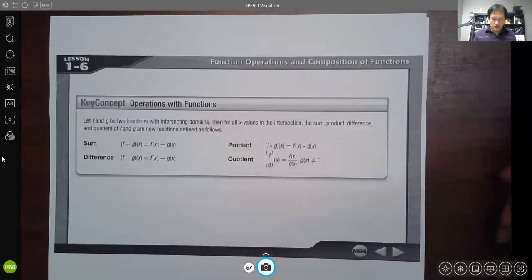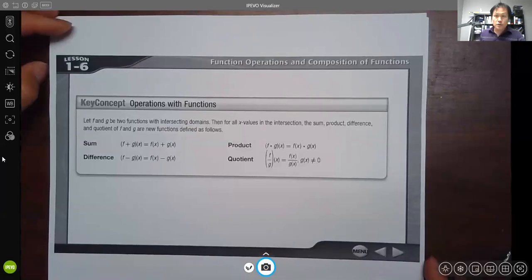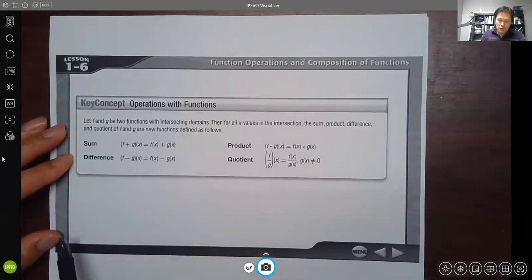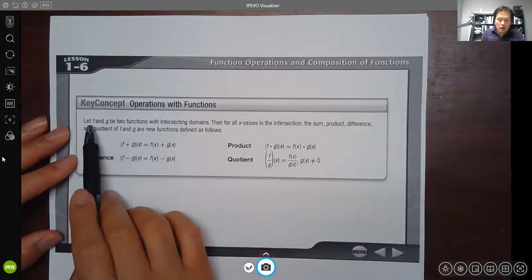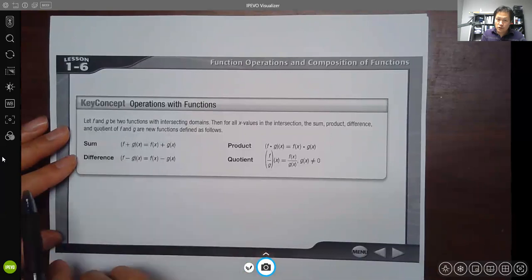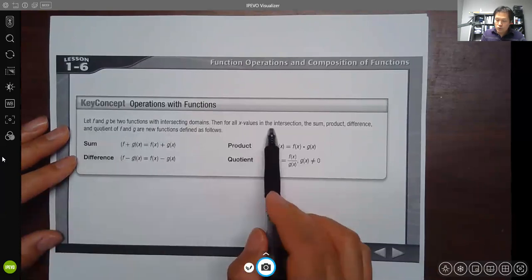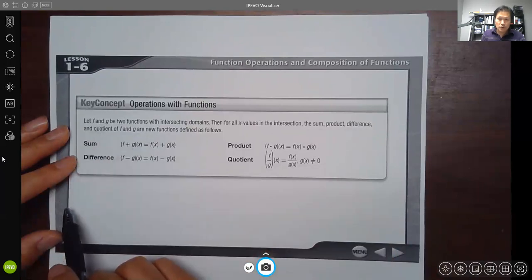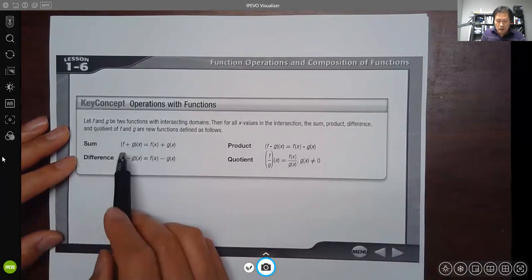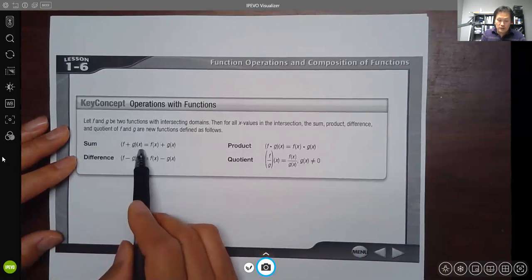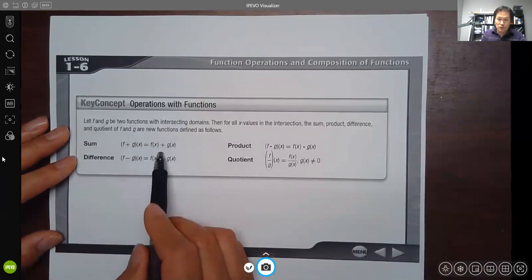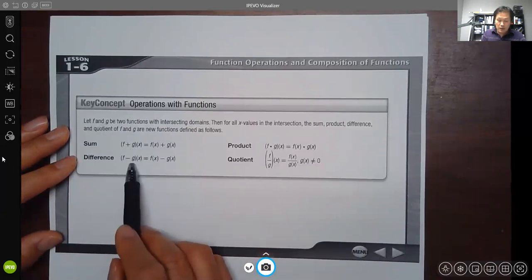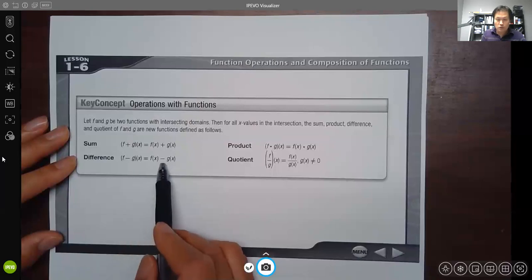Composition, we'll talk about function operations and the composition of functions. Okay, operations with functions. So let's say there are f and g, two different functions. We can do sum, product, difference, quotient of two functions. Very straightforward. f plus g of x is exactly the same as this notation. What do we do? Add two functions. f minus g of x, what do we do? We just subtract functions.